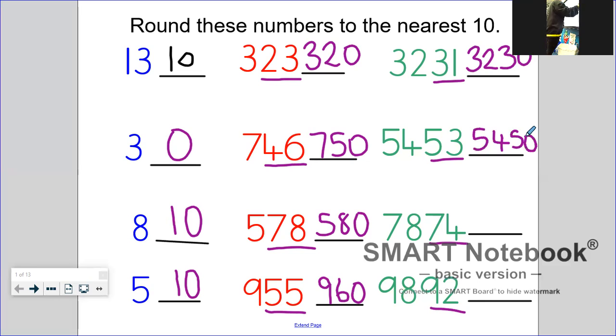It would be 5,450. So it'd round down. 74 would round down to 70. So it'd be 7,870. And then this one would round down to 90, so it'd be 9,890. Okay, hope you did well on that one.